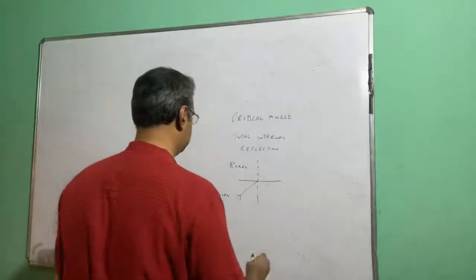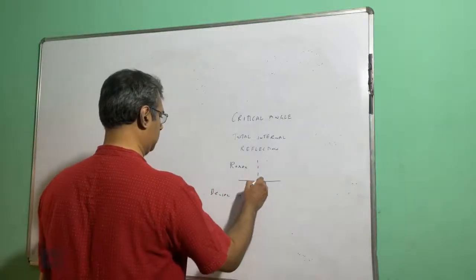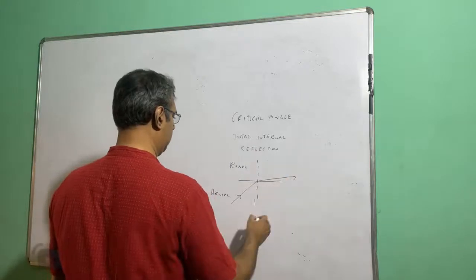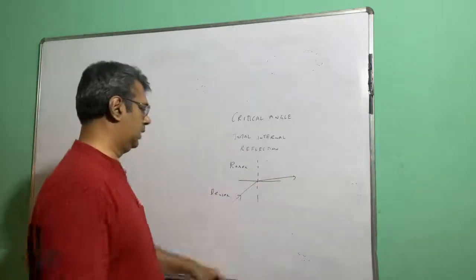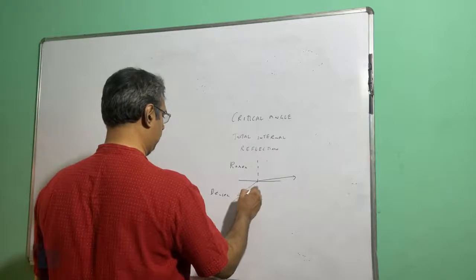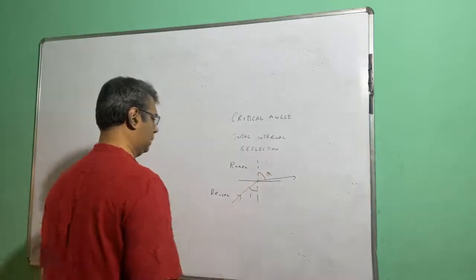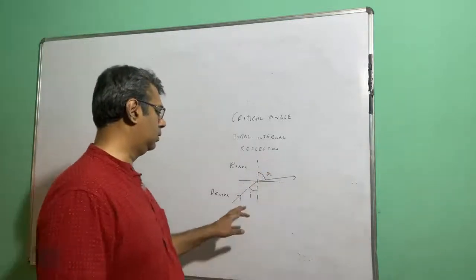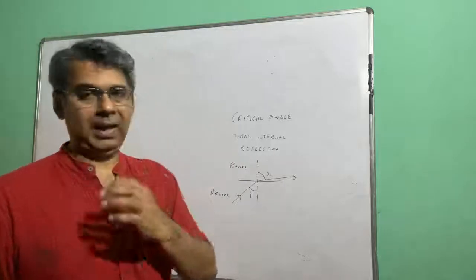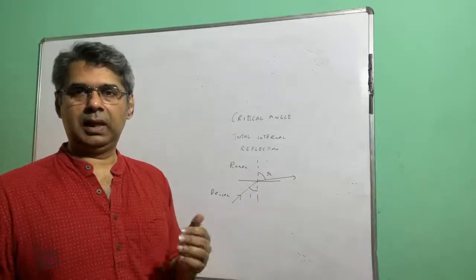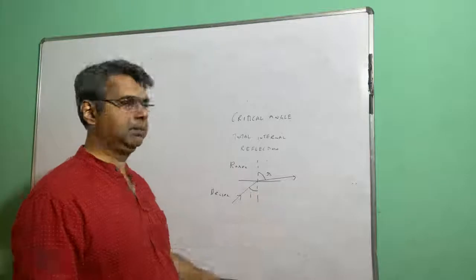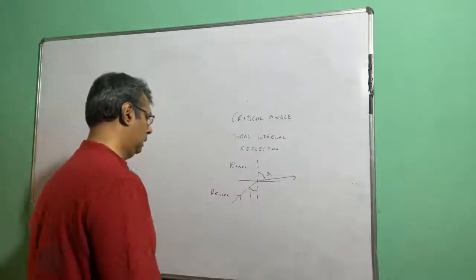Now, the diagram may look like this. This is the angle of incidence and this is the angle of refraction. Whenever a ray of light goes from a denser to a rarer medium, the angle of incidence will be smaller and the angle of refraction will be bigger, and the diagram will look something like this.